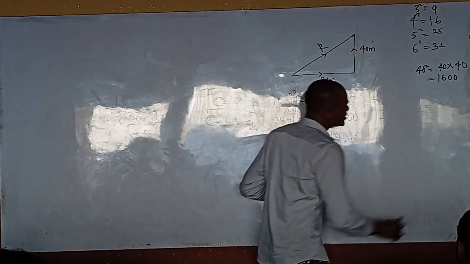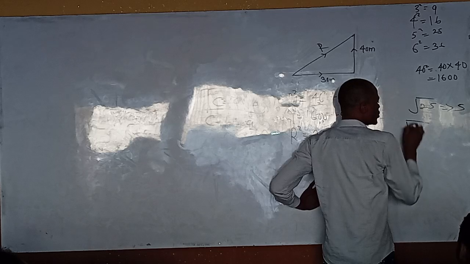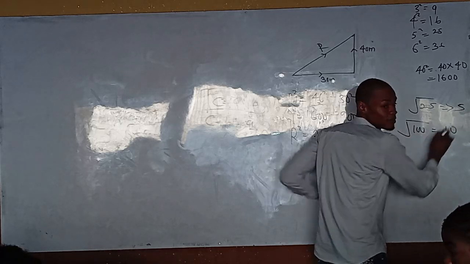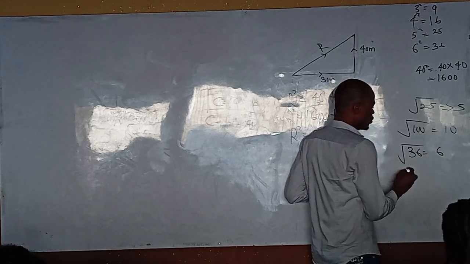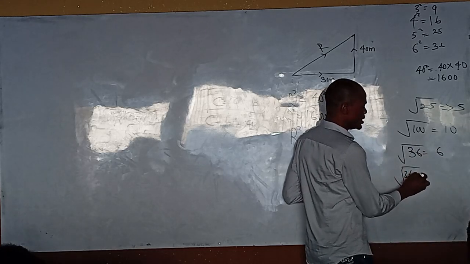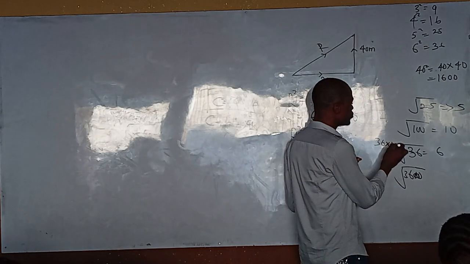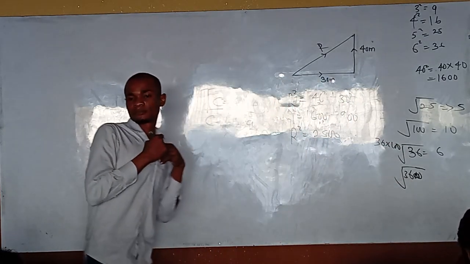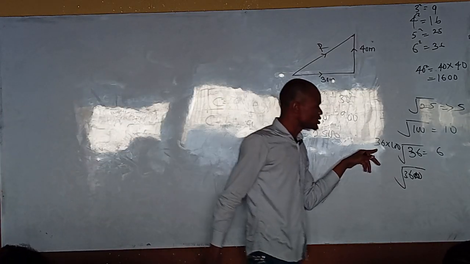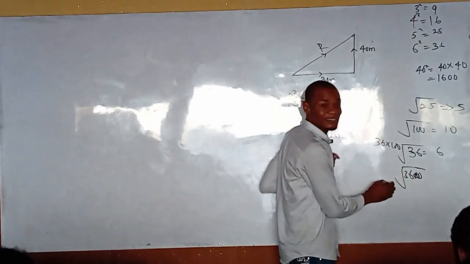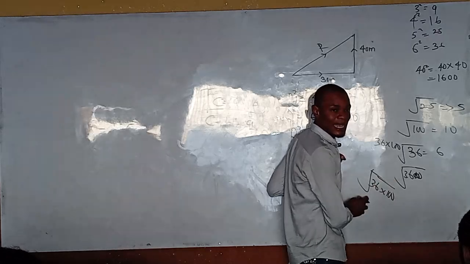500. Now, what is the square root of 25? 5. Now, what's the square root of 100? 10. What is the square root of 36? 6. When you have the square root of 3,600, 3,600 means 36 times 100. So the square root of 3,600 means the square root of 36 times what? 100.